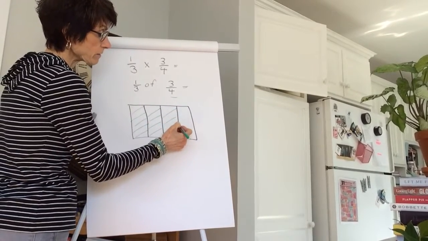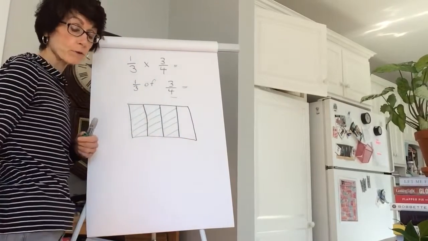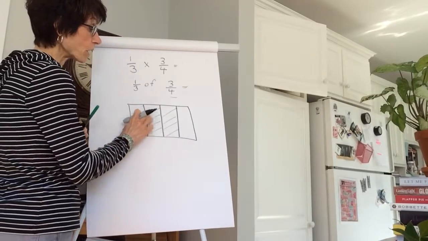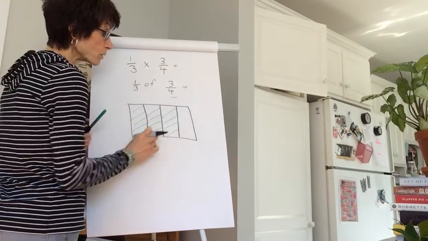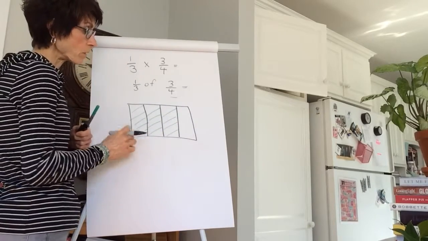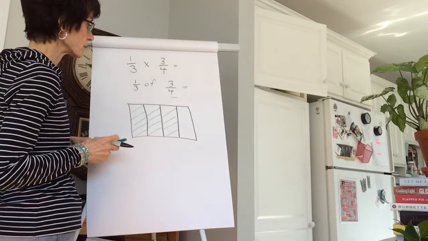So now our rectangle represents 3/4. Now we want 1/3 of 3/4. So what we're going to do now is draw horizontal lines through our 3/4, and we're going to go right to the outsides of our whole rectangle so that we know what each part of our rectangle is now going to represent.